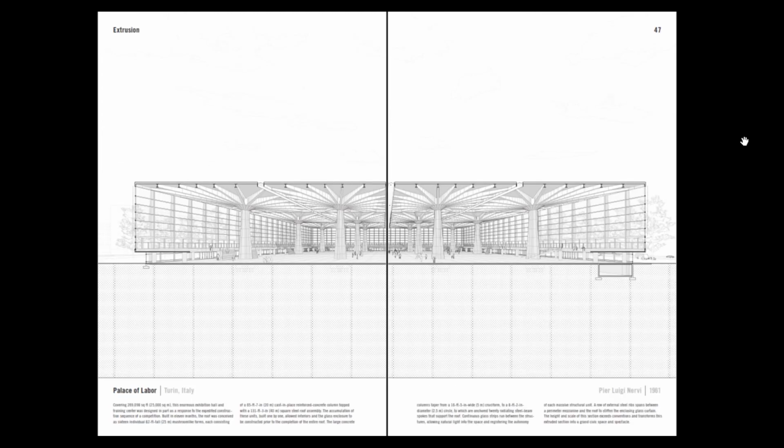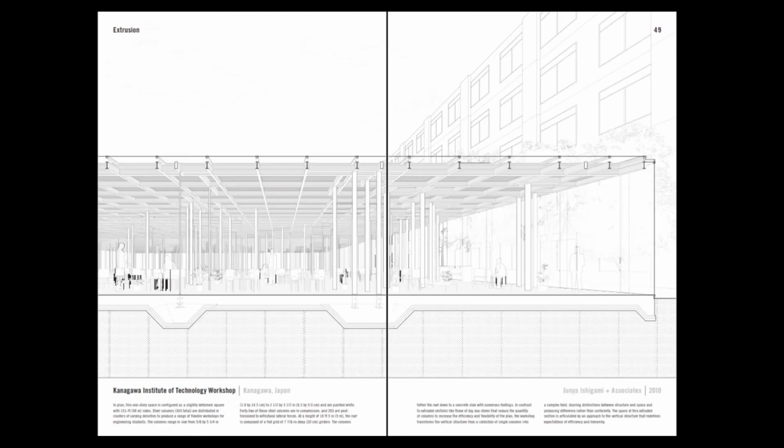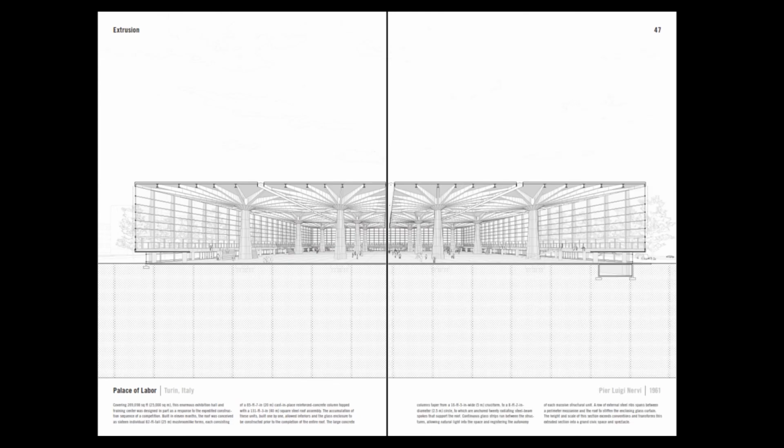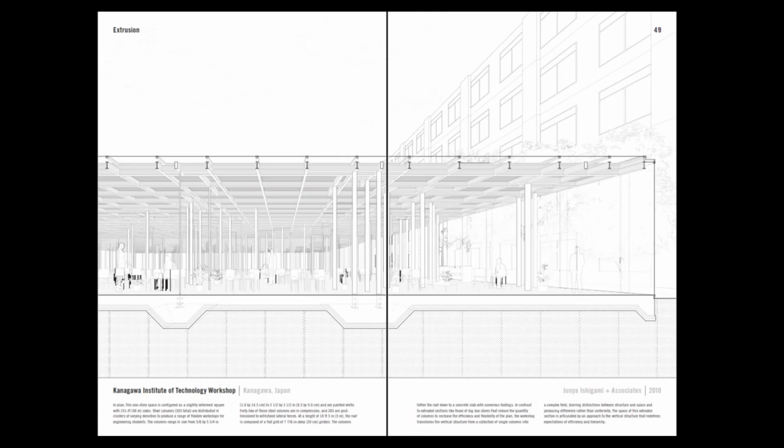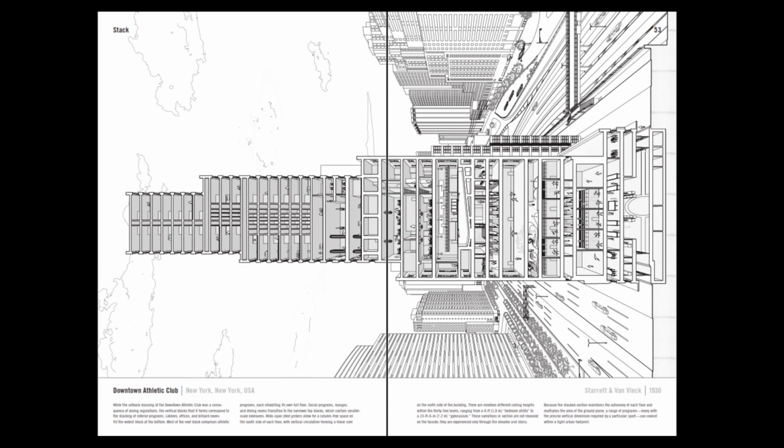Next we have the Palace of Labor, and I really love how detailed they are. I think they redrew it to fit the aesthetics of the book. It's obvious they used Revit for this, and I really love how the sections all over the book have the same aesthetic quality.